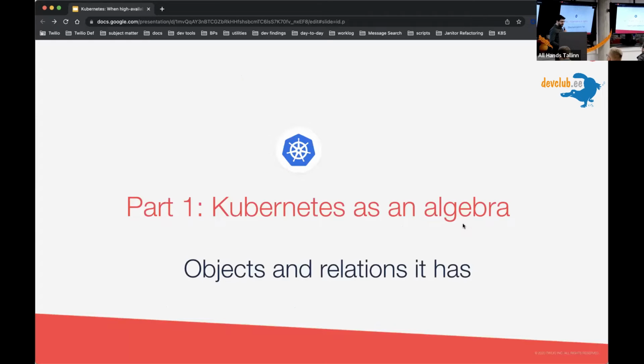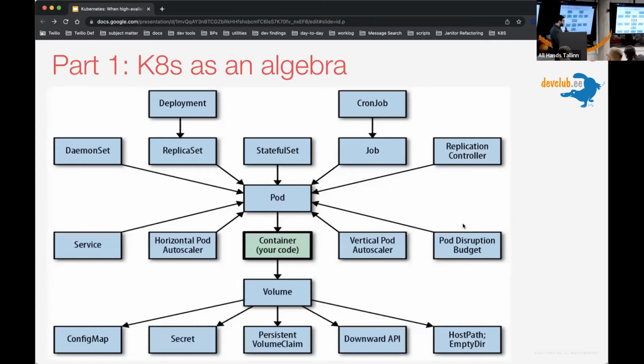Moving on. So, Kubernetes as an algebra: the objects and relations it has at its core. This is what the generic structure of Kubernetes looks like. It is impossible to theoretically put everything in Kubernetes here because, as per the definition of Kubernetes, it can be self-generative, so you can generate new entities in Kubernetes. However, the most important entity here, as you can see, the core entity, is what we name a pod.